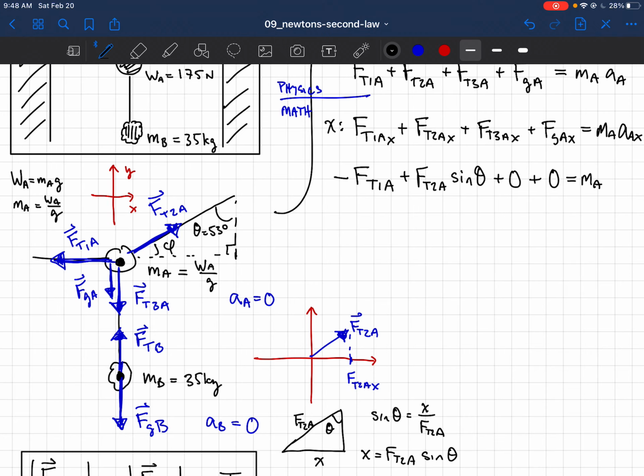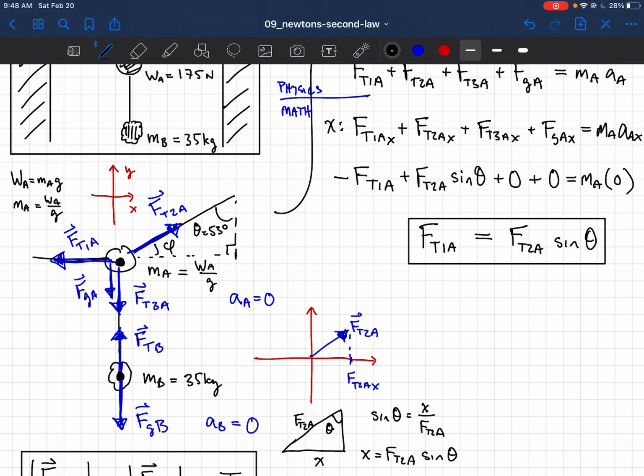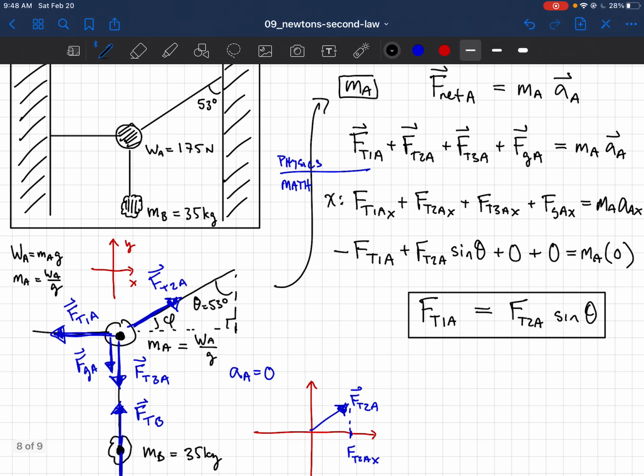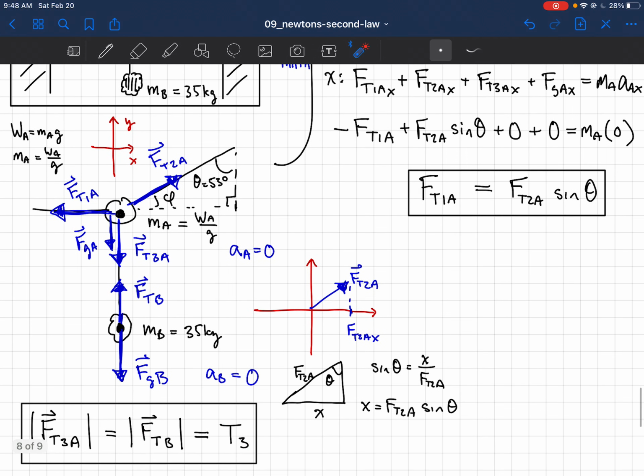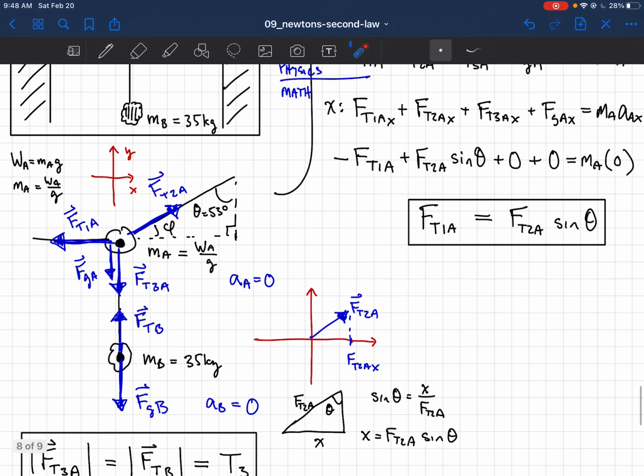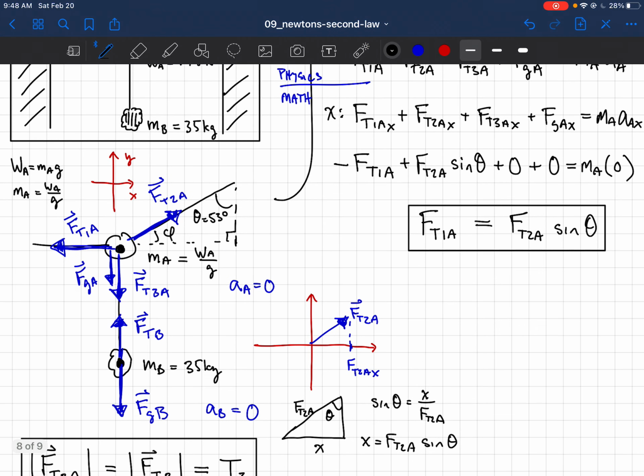Now I have MA, and then the x component of the acceleration, well, that's particularly easy in this problem because the acceleration is 0. So the whole side becomes 0 there. So my box equation is FT1A magnitude is equal to FT2A sine of theta. Put a box around it. Now, am I able to solve? Not quite, because I have 2 unknowns here. So we'll continue. And remember, the rule was basically just do Newton's second law until you're done.